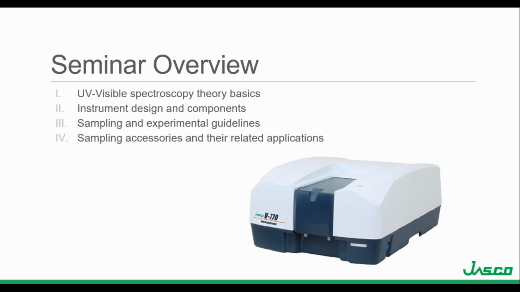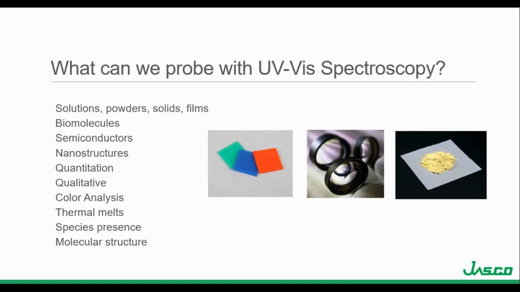So today I'm going to go over UV visible spectroscopy theory basics, instrument design and components, sampling and experimental guidelines, and sampling accessories and some related applications. The range of applications for UV is enormous. We can probe solutions, powders, solids, and films of biomolecules, semiconductors, nanostructures, and other materials. UV-Vis is used for quantitation, color analysis, thermal stability, molecular structure, and substance identification, just to name a few.